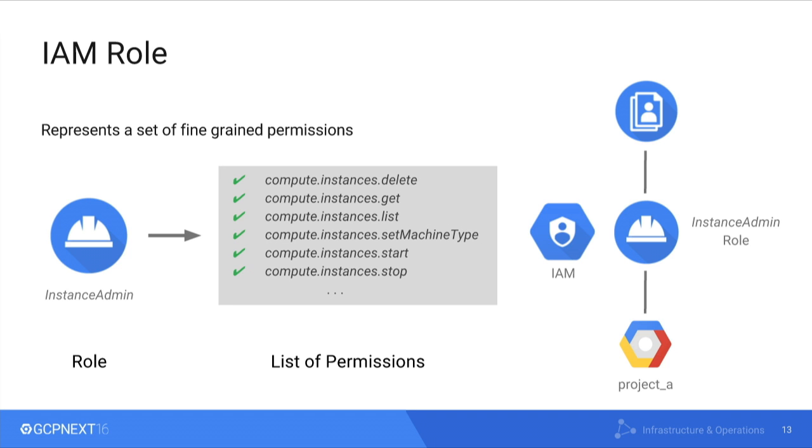To grant the right permissions to a user, you grant a user 1 or more IAM roles on a resource. So in this example here, we're giving a group of users the instance admin role on project A, which allows them to then go and manage the GCE VM instances in the project.